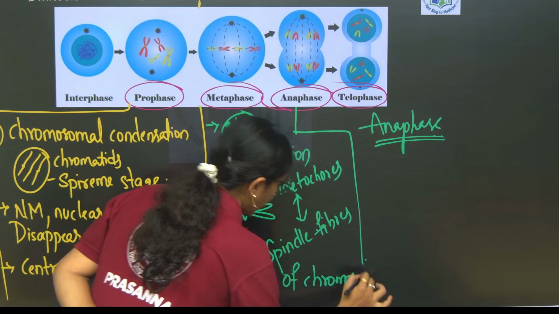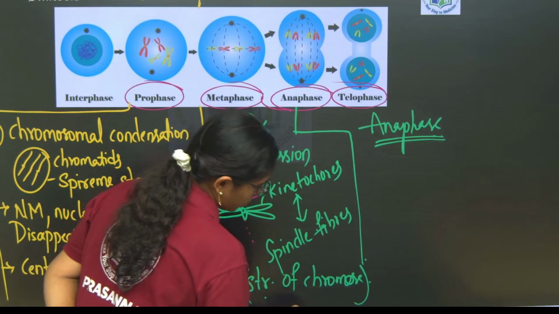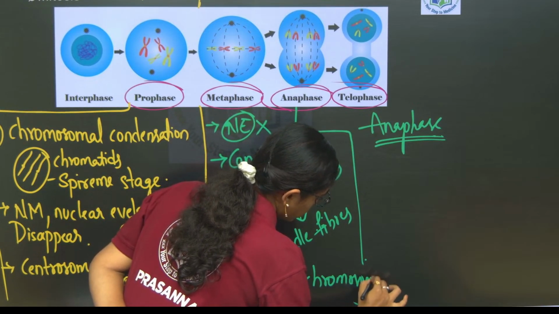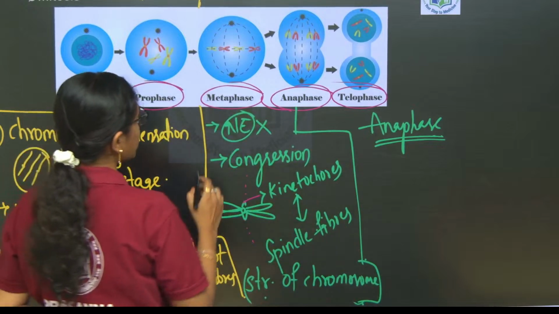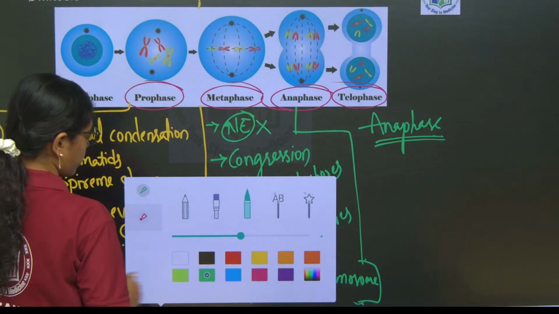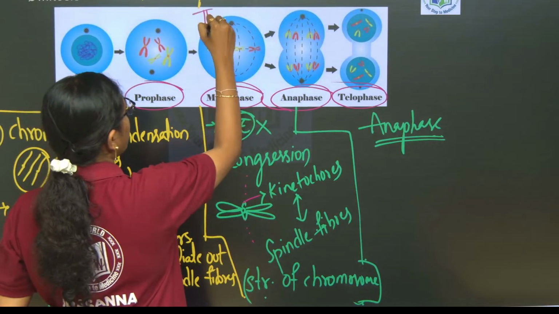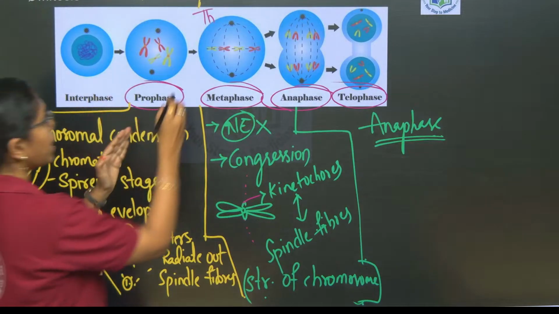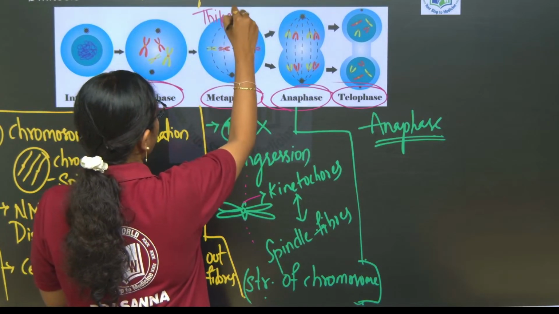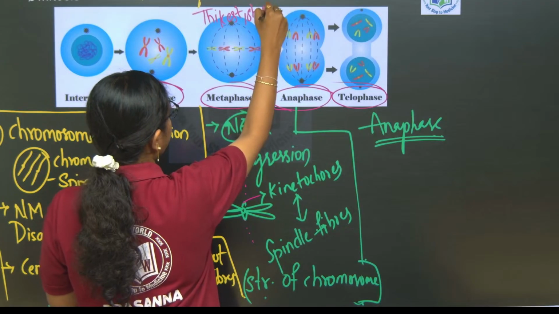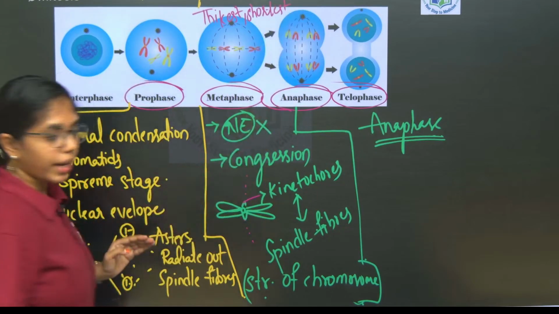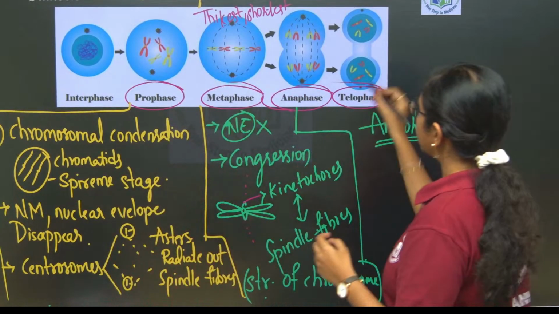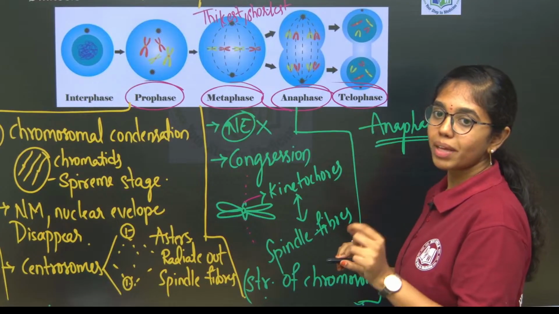And chromosomes are of what shape? Thickest and shortest. In prophase you can just see the thread-like structures called chromatids. They are thickest and shortest in metaphase. Fine. In anaphase, anaphase is marked with what event? Splitting of centromere. Centromere splitting will happen.